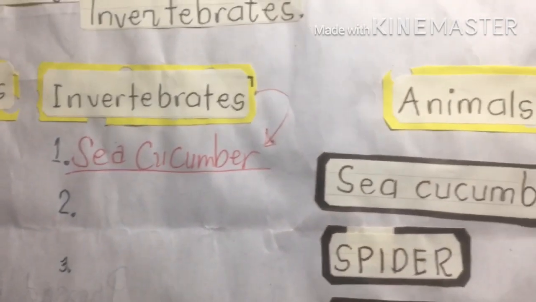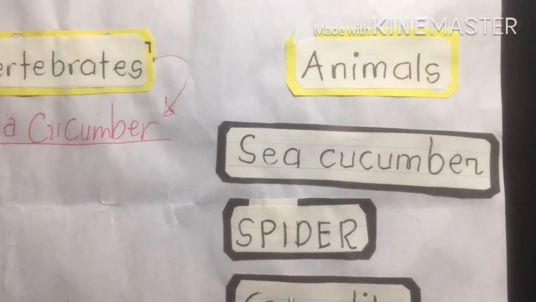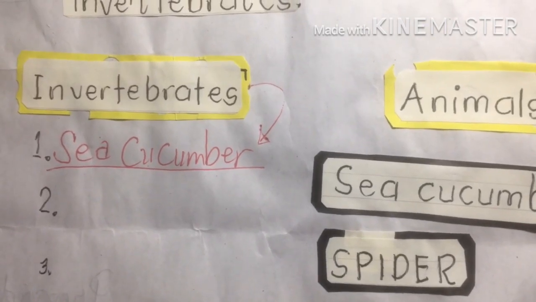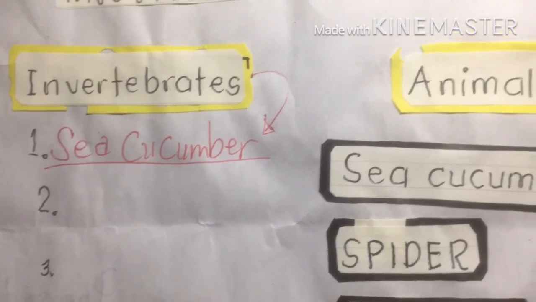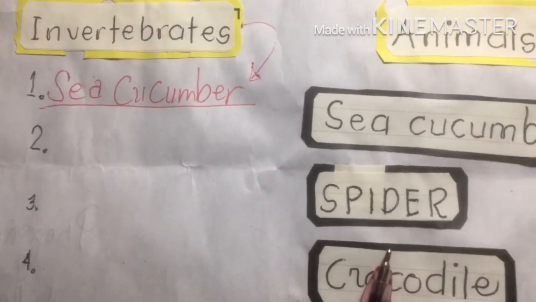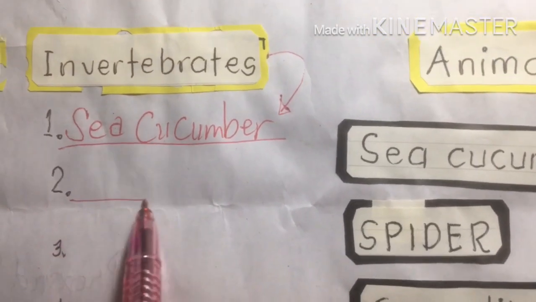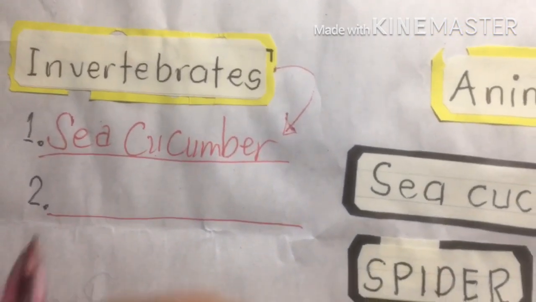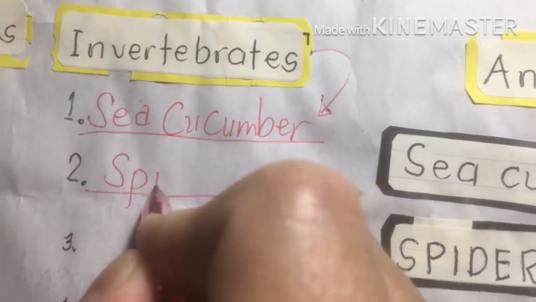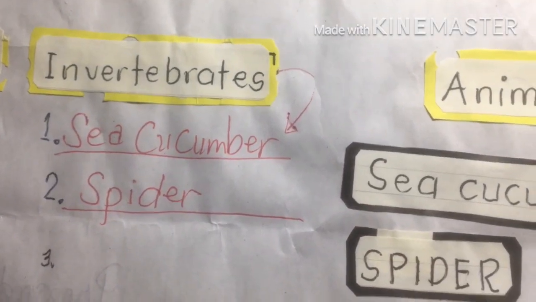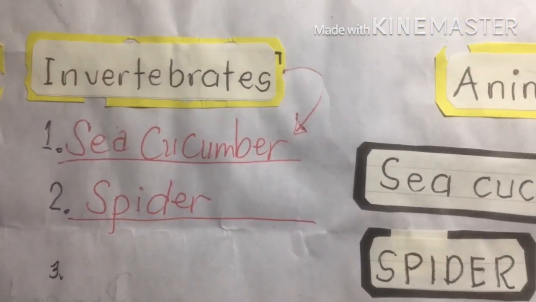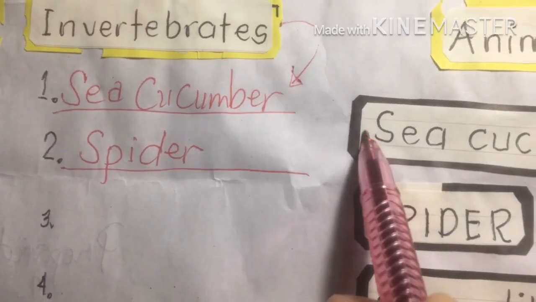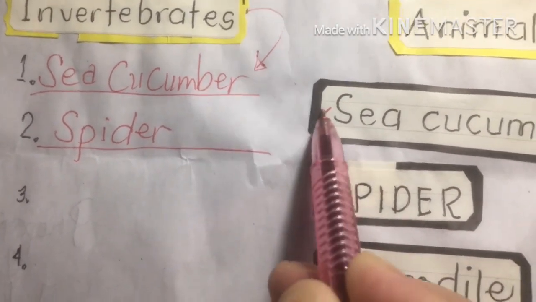Next, guys, we have spider. Does spider belong to vertebrates or invertebrates? We're talking about the house spider, and of course spiders in the forest also. So spider belongs to invertebrates again. There's no skeletal system, without the vertebral column. So we're going to write here, guys, spider. It belongs to invertebrates. Next, we're going to put a check mark. That means we've already done it right here.